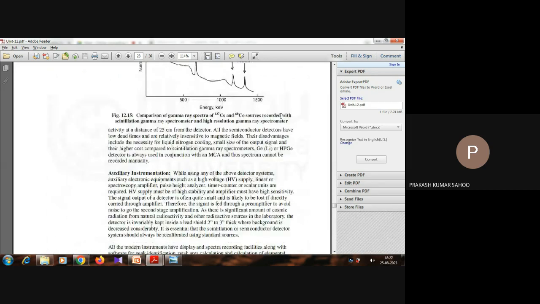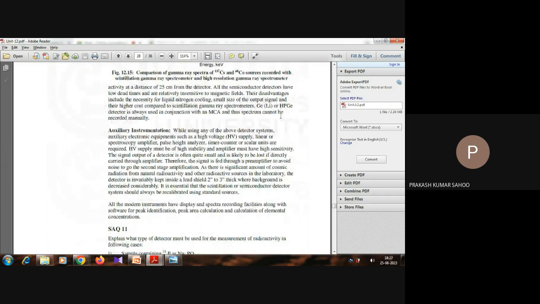Then at the end we have auxiliary instrumentation, and auxiliary means this is the secondary type of instrumentation. While using any of the above detector systems, auxiliary electronic equipment such as high voltage supply, linear or spectroscopy amplifier, pulse height analyzer, timer, counter, or scaler units are required. The high voltage supply must be of high stability, and the amplifier must have high sensitivity.